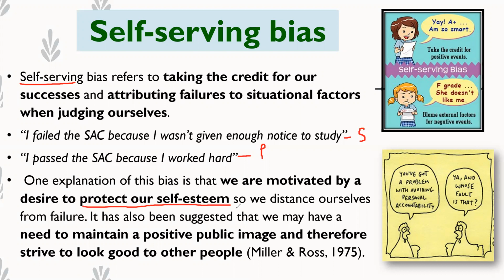If you get an F in a SAC, you don't want to admit to yourself that you might have overestimated your abilities. So you try to protect your self-esteem by saying, okay, we didn't have enough time to finish the SAC, or I didn't study, we weren't given enough study resources, or my teacher is just a harsh marker. So this is what the self-serving bias is about. And this is why it's important, because it helps us to protect our self-esteem. And there has been research conducted showing that the reason we want to protect our self-esteem is that we always want to try to manage a positive reputation in front of others.